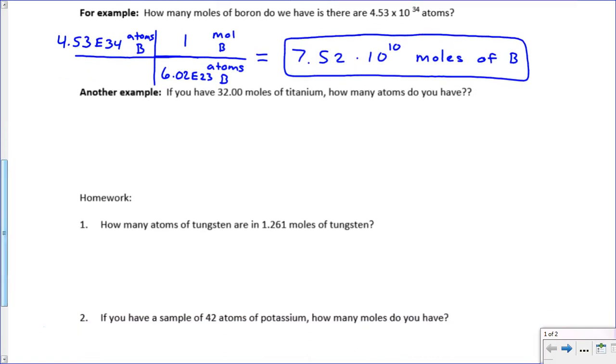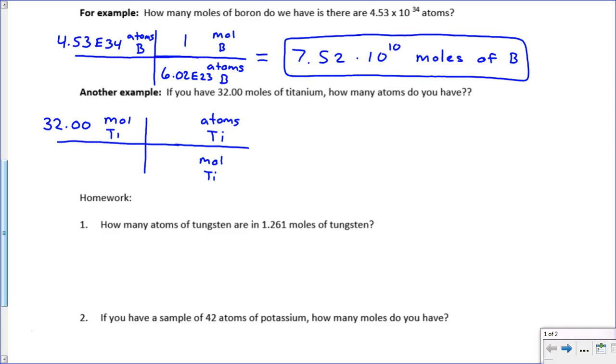For the second problem, we are given a number of moles of titanium, and it's asking how many atoms you have. So this one's a little bit different because we're starting with moles instead of starting with atoms. So we start off again with the number that they've given us in the problem, 32.00 moles of titanium. And it's asking us for atoms of titanium. So what we have to do is cancel out moles of titanium and get it into atoms of titanium.